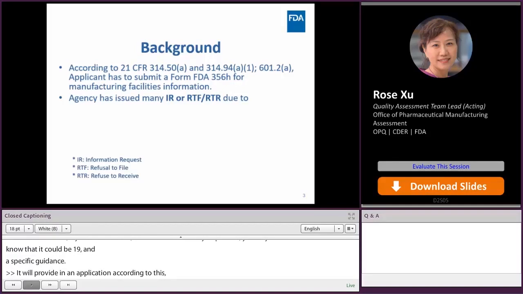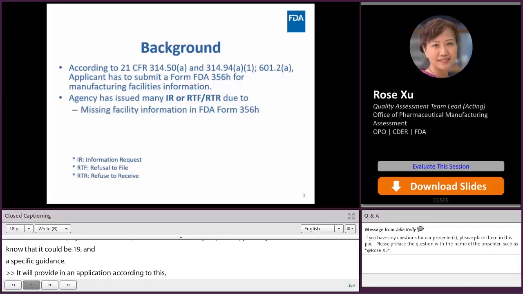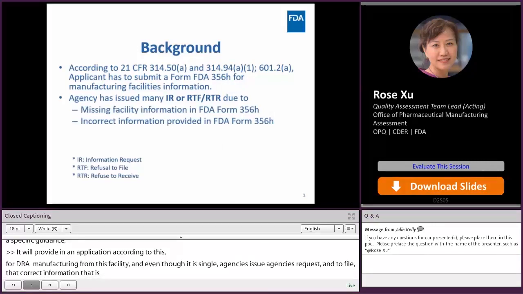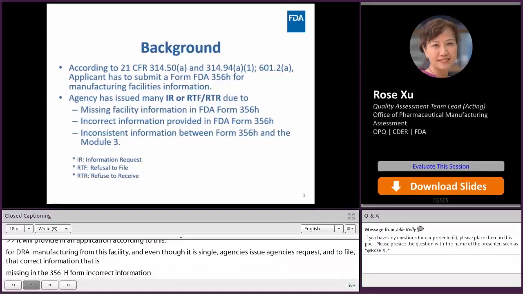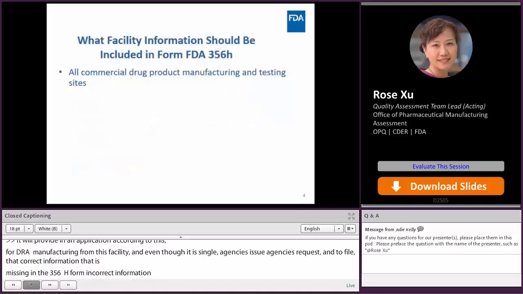Even though you think it is simple, the agency does issue many information requests or refuse-to-file or refuse-to-receive decisions due to incorrect information or information missing in the 356h form. Here are a few examples: missing facility information in FDA form 356h, incorrect information provided in FDA form 356h, or inconsistent information between form 356h and module 3.